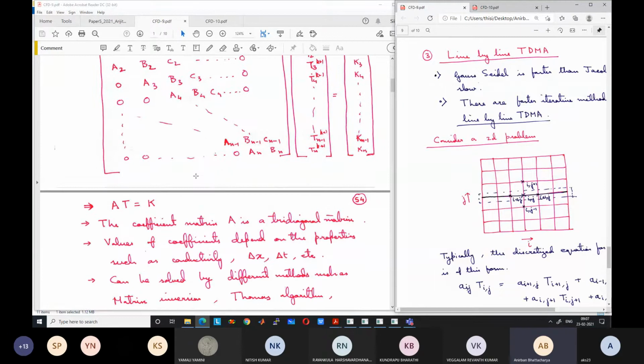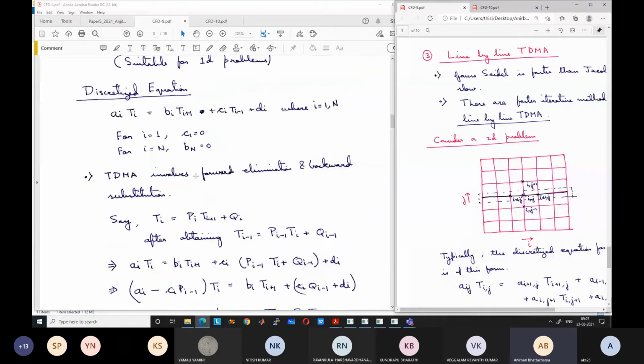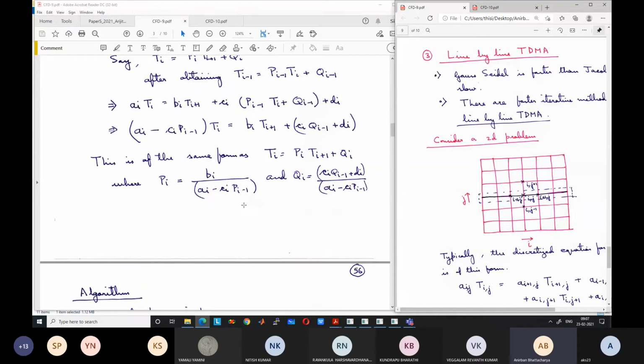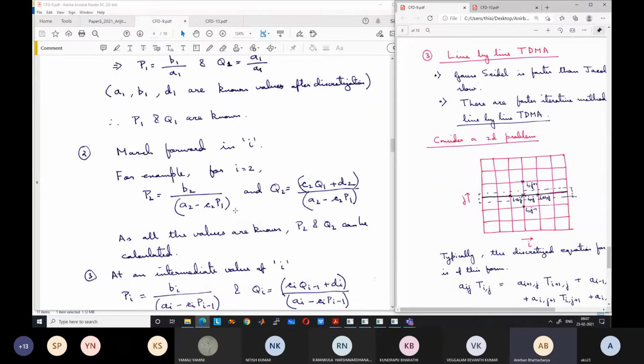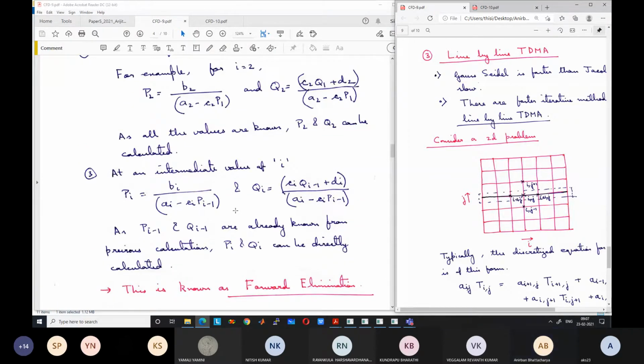So in the tridiagonal matrix algorithm, we have seen what the process is. We start with something known as forward elimination. One by one, we find the coefficients P and Q. Starting from P1 and Q1, we find P2, Q2, P3, Q3 like this up to Pn and Qn. And then we find that the unknown value is equal to Qn.